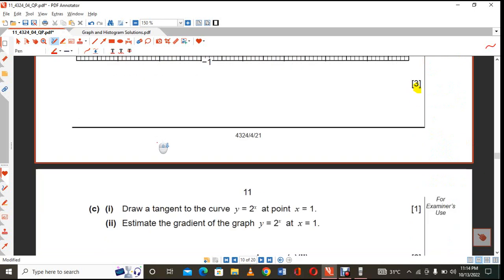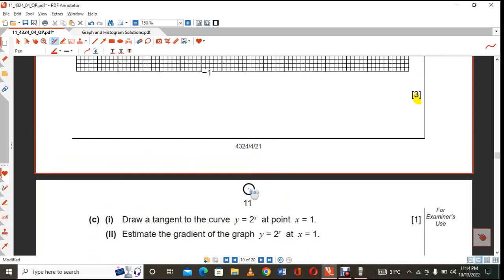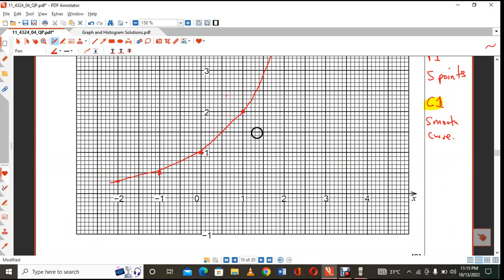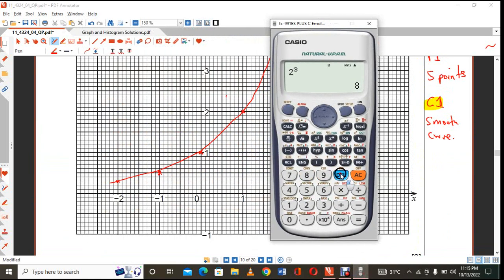Right, the next question, so we're going to come back. Draw a tangent to the curve y equals 2 to the power x, at x equals 1. So here, at x equals 1, we should draw a tangent. If you were doing AS level or higher, you would know exactly. I'm just using this to have an idea, but of course you're not allowed to use this type of calculator.